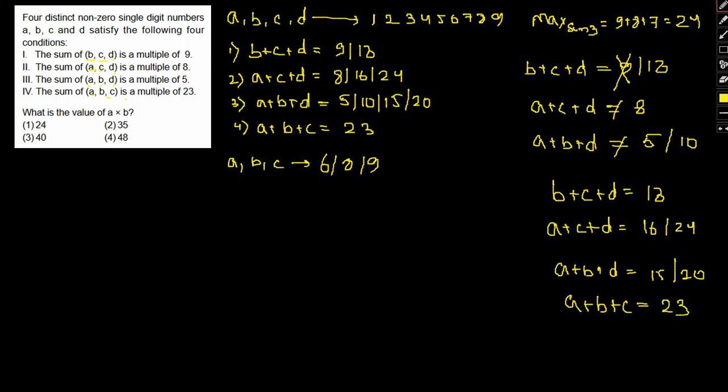Okay, so now we had already deduced that a, b, c will be one of 6, 8 or 9, so it can be in any order. Therefore, if we take a look at b plus c, b plus c can be 14, it can be 15, or it can be 17. So it can be either of these.